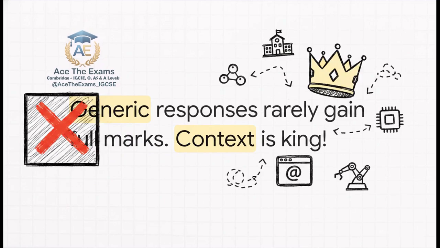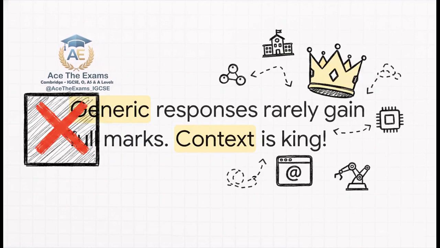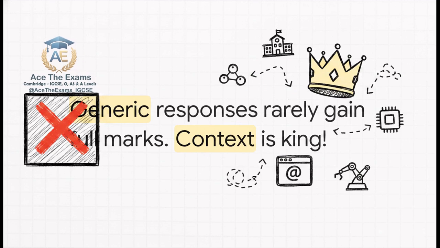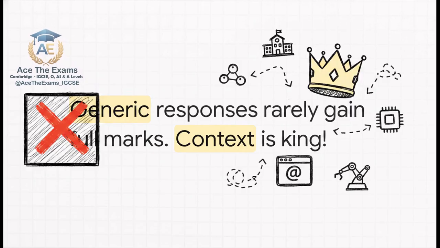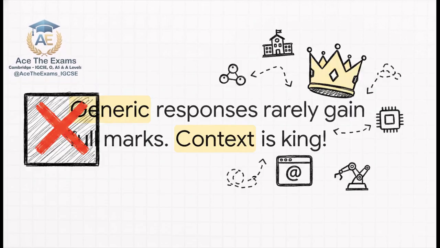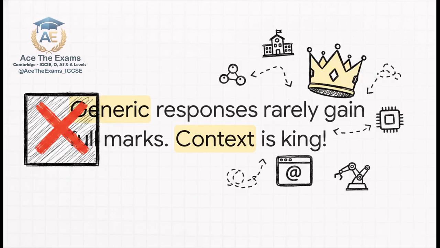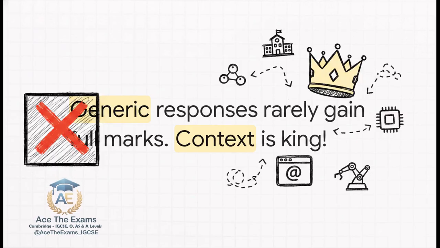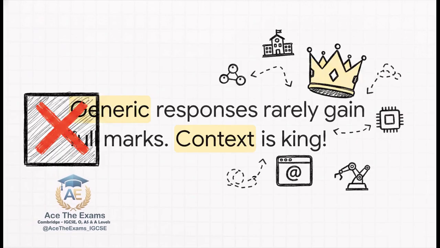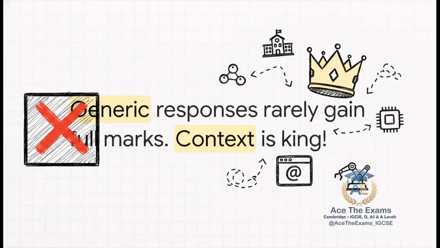Here is the bottom line. Generic responses equal lost marks. Period. It puts your grade boundaries at severe risk. If the question gives you a specific context, maybe it's a school network, an office, an embedded system, or even a robot, your answer has to live entirely inside that context. Context is king. You absolutely must connect your theoretical knowledge of web page structure to the exact practical consequence it has for that specific user or organization.